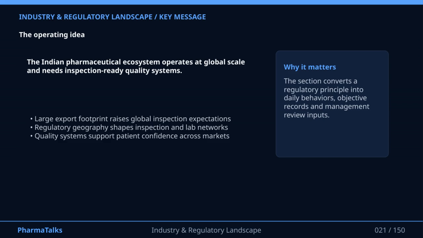The Indian pharmaceutical ecosystem functions on a global scale, which means it must maintain inspection-ready quality systems at all times. Because India has a large export footprint, there are heightened expectations for inspections from regulatory bodies around the world. Additionally, the regulatory requirements vary by geography, influencing how inspection and laboratory networks are structured and managed. Strong quality systems are essential to maintaining patient confidence in markets worldwide.